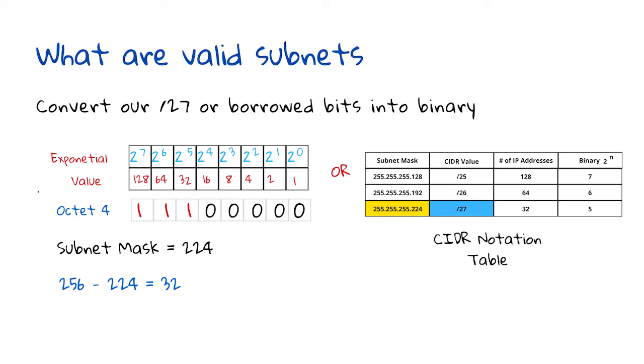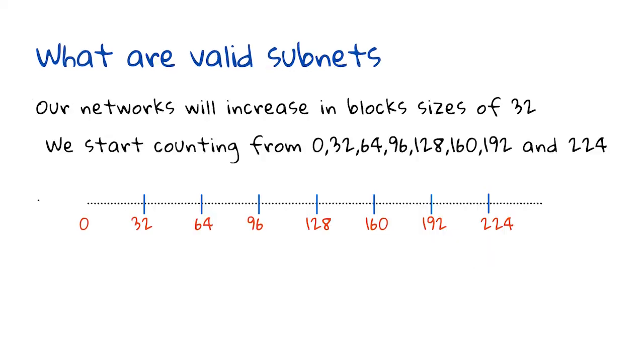So if we look at our host ID, we are using the first 3 bits. So when we add 128 plus 64 plus 32, we get 224. So our subnet mask is 224. When we subtract that from 256, we get 32. So our networks have a block size of 32 or increase in 32s starting from 0. So you have 0, 32, 64, 96, 128, 160, 192, and 224, giving us 8 networks.